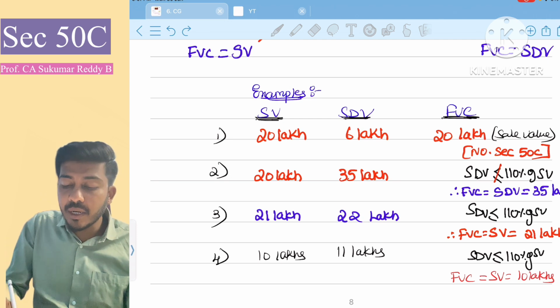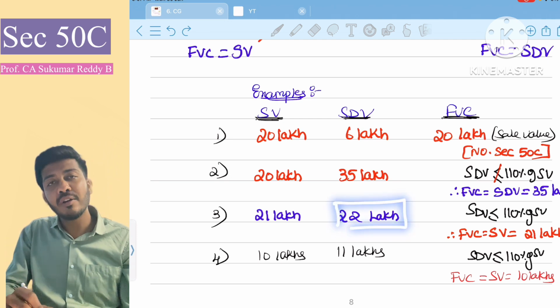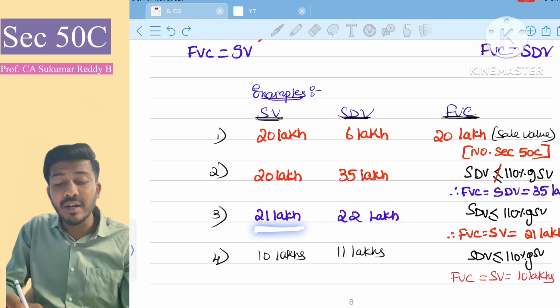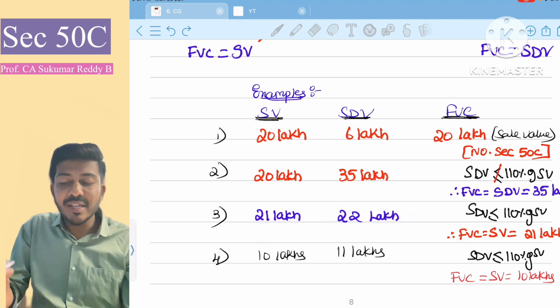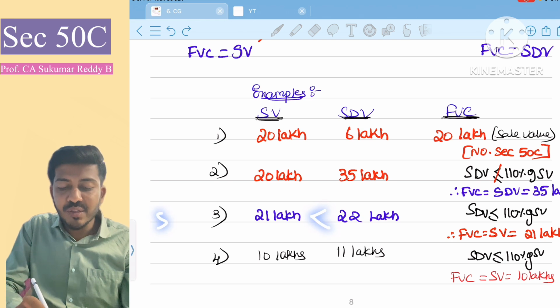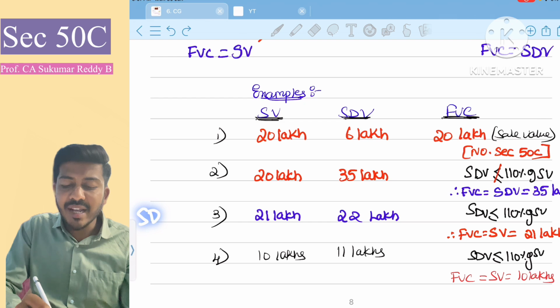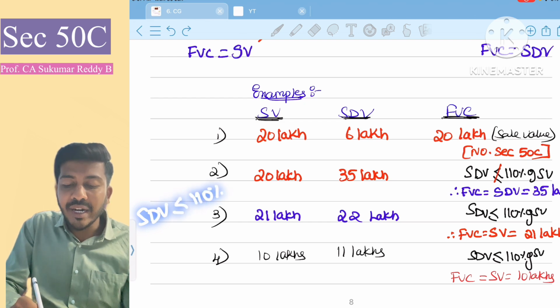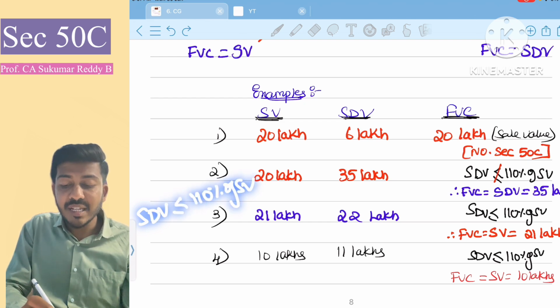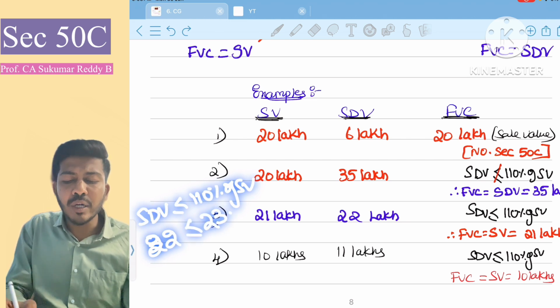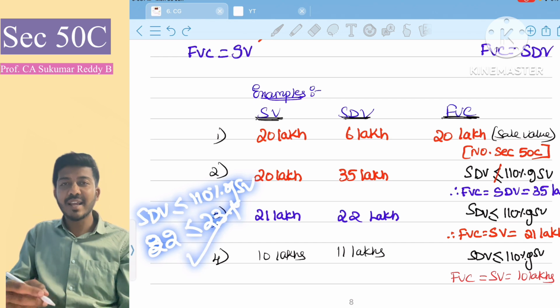Come to the third example. 22 lakhs is the minimum value that the government expects, whereas you have sold the property for 21 lakhs. Automatically SV is less than SDV. 50C is going to get triggered. You have to check whether SDV is less than or equal to 110 percentage of SV. SDV is 22 lakhs, whereas 110 percentage of SV will be around 23.1 lakhs. The condition is getting satisfied.